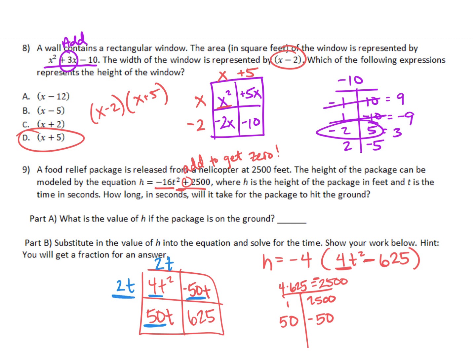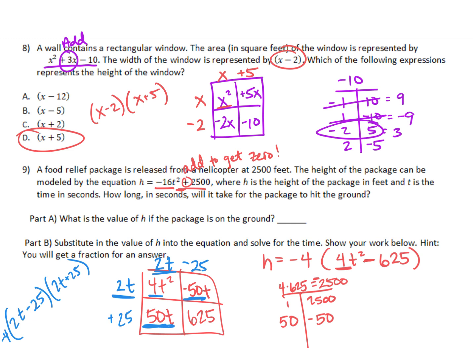2 times what gives me negative 50? That's negative 25. 2 times what gives me positive 50? That's a positive 25. So my answer is 2t minus 25 and 2t plus 25. And I did factor out a negative 4 at the beginning, so negative 4. And I forgot to read the question.